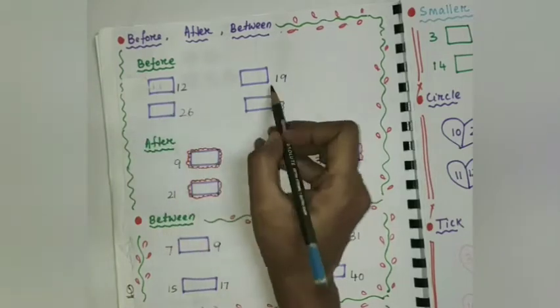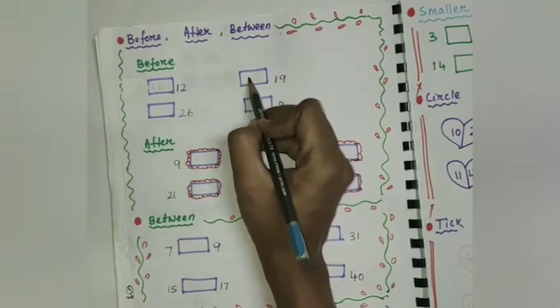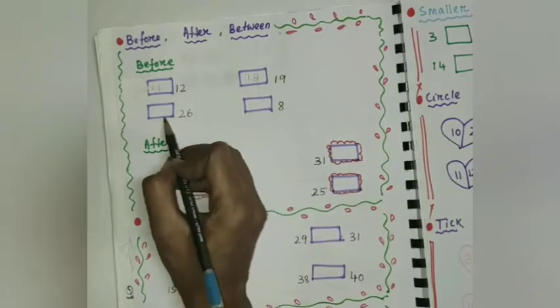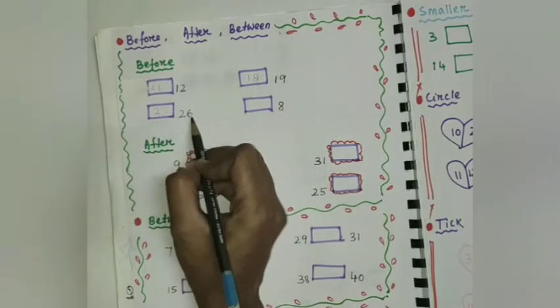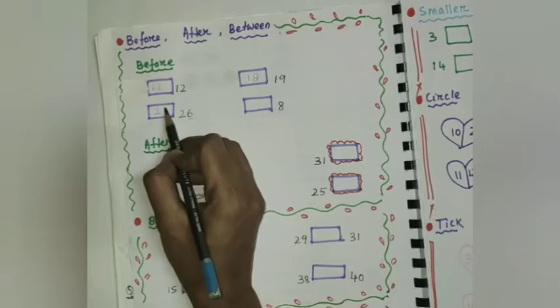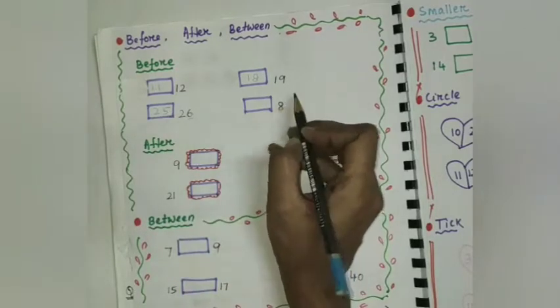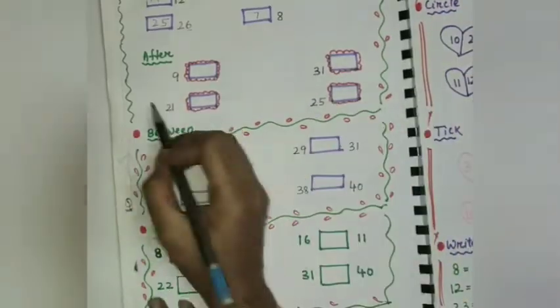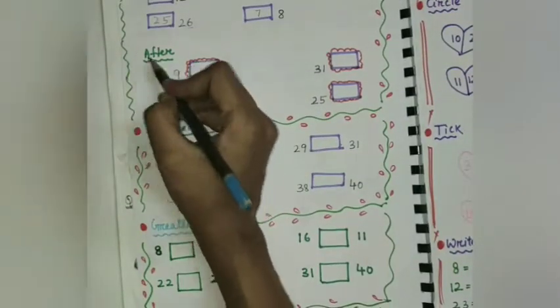So 1 is constant, then 1. In 19, the 1 is constant, and if you count backward from 9, then comes 8. Here 25, 6, then 2, then 5, 7, 8 is there. So the before number is 7. And after also the same, 9, then comes 10.